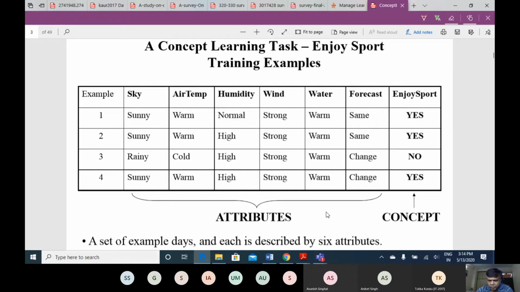So here the confusion may arise in your mind: how can we define enjoy sport only on these features? That is our assumption, that we want to define enjoy sport only on the basis of these features. We don't want to consider all other features. In technical terms we call it bias. So we are biased towards these features only when we are trying to define enjoy sport.